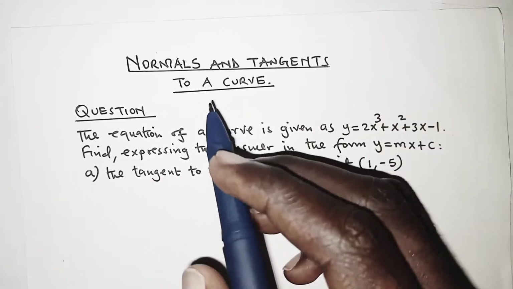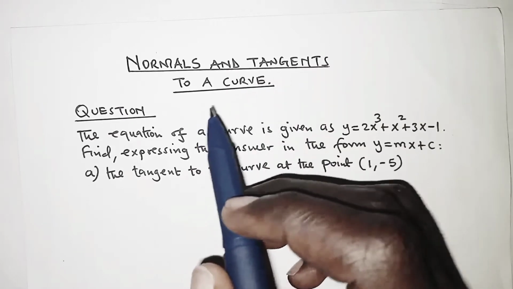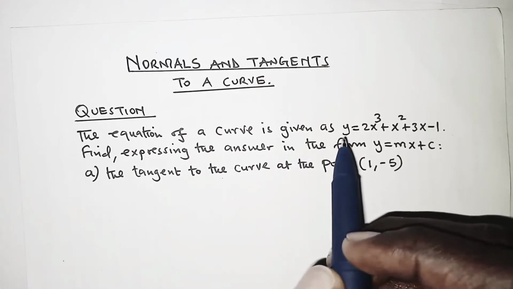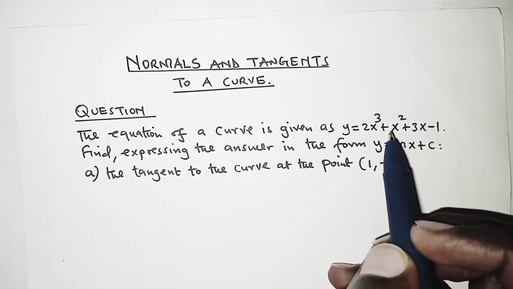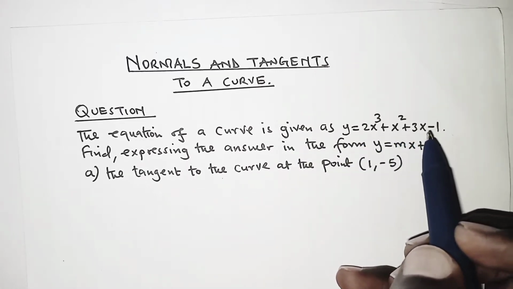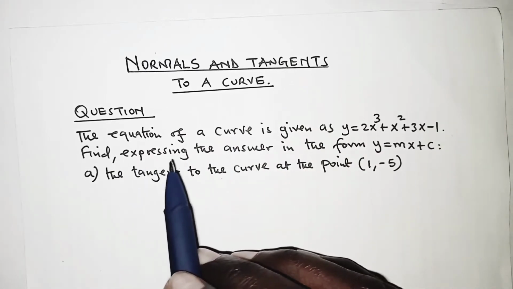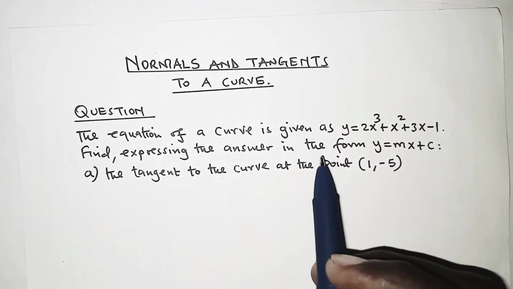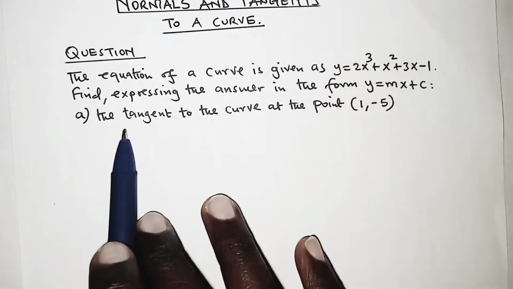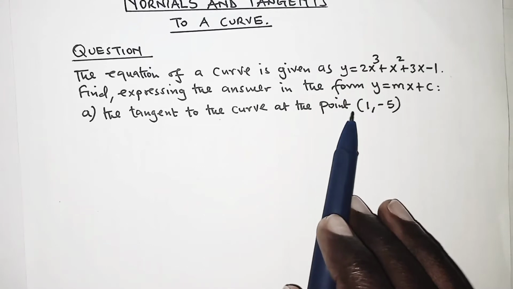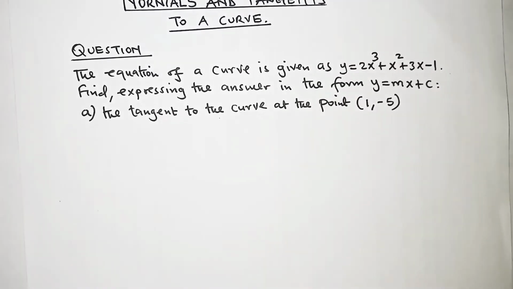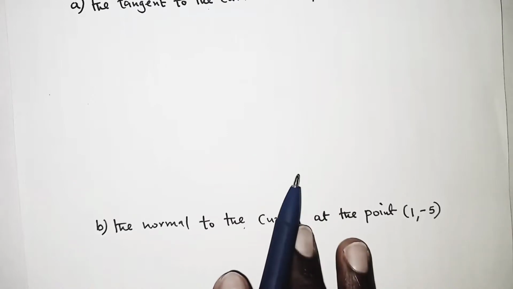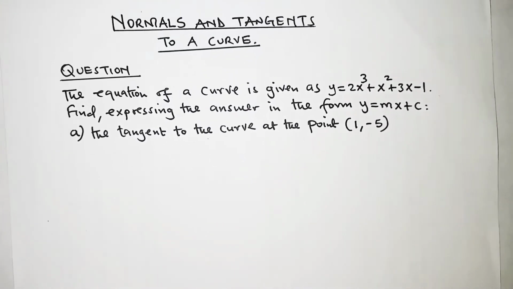The topic today is normals and tangents to a curve, and the question reads: the equation of a curve is given as y = 2x³ + x² + 3x − 1. Find, expressing the answer in the form y = mx + c, Part A, the tangent to the curve at the point (1, −5), and Part B, the normal to the curve at the point (1, −5).